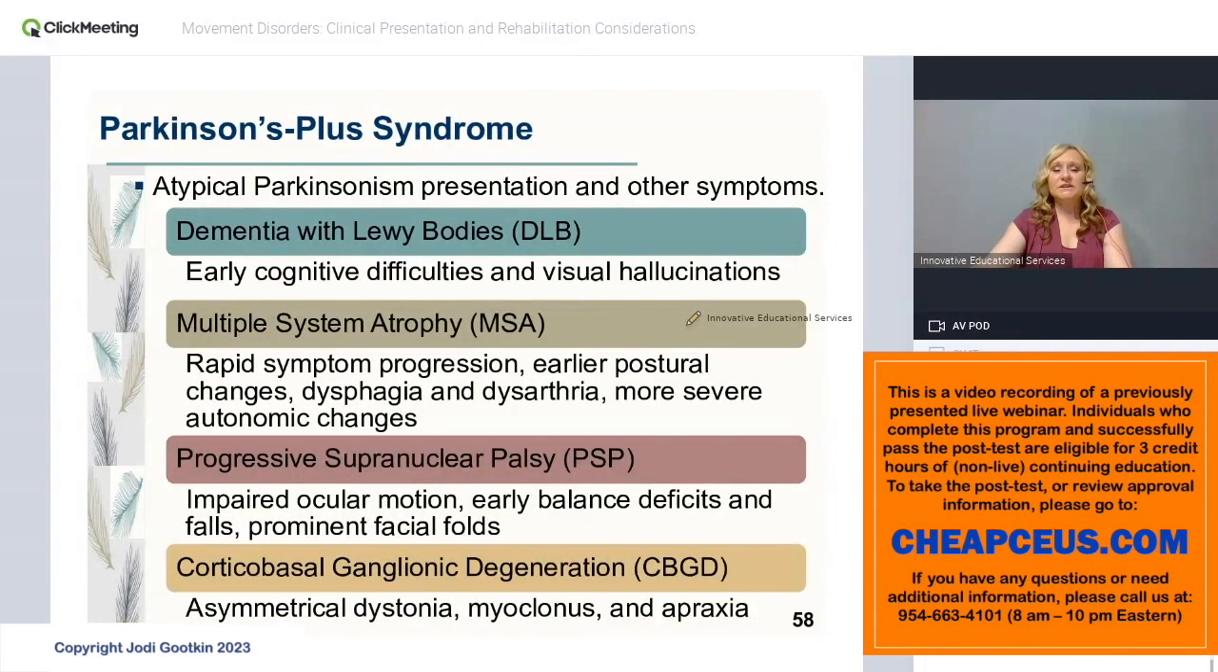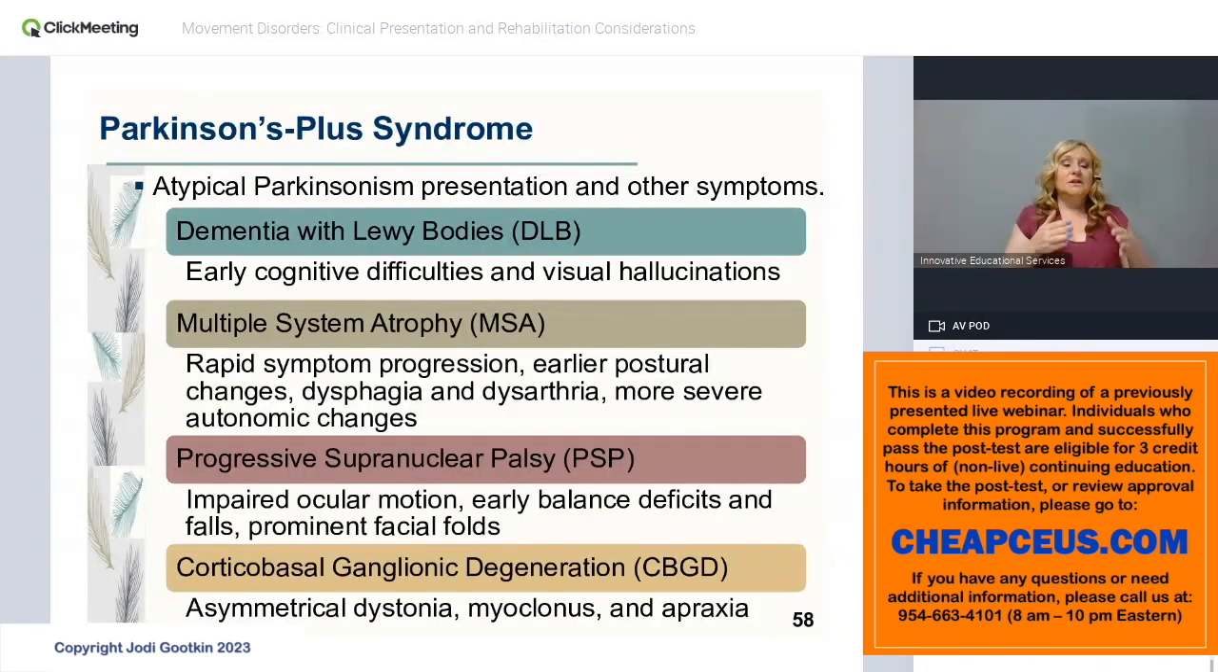The Parkinson's plus syndromes, where the individual presents with some hallmark symptoms that look like Parkinson's disease, but it's actually due to an entirely different neurologic condition, are Parkinson's plus syndromes. They have another primary condition. What I've highlighted here are some of the key differences to distinguish them, because in your assessments, you will notice different things.